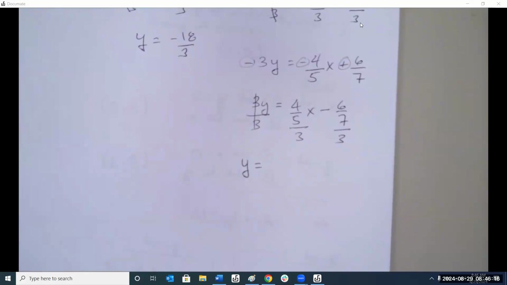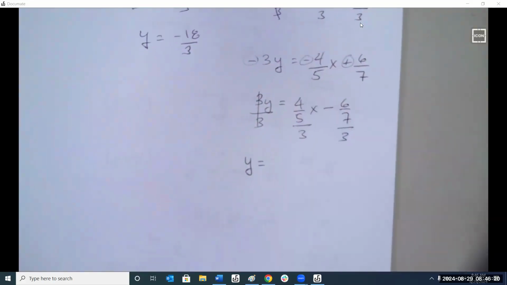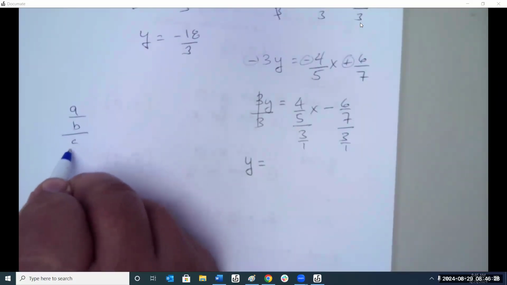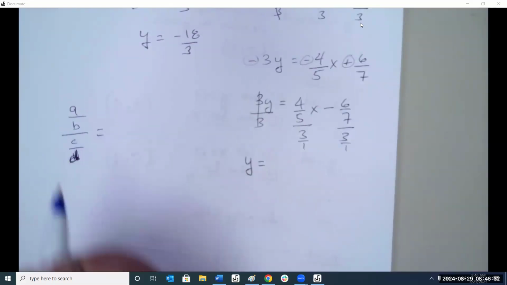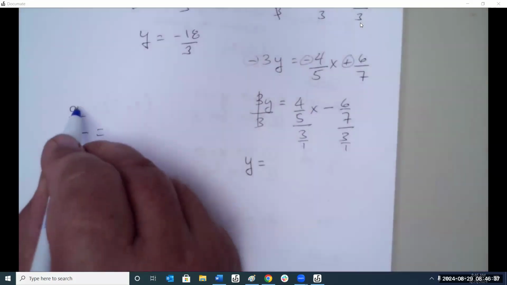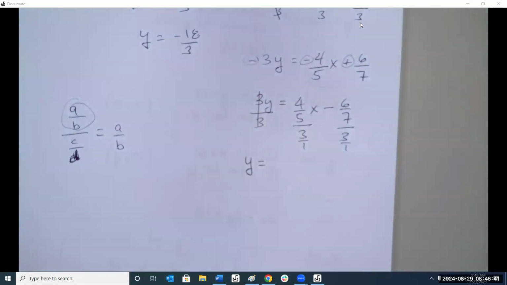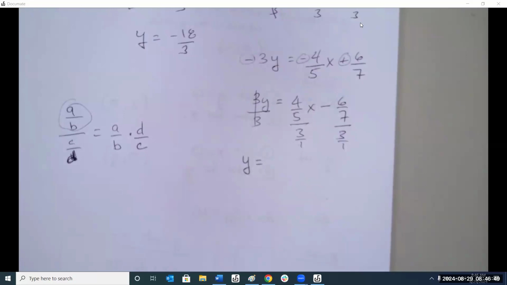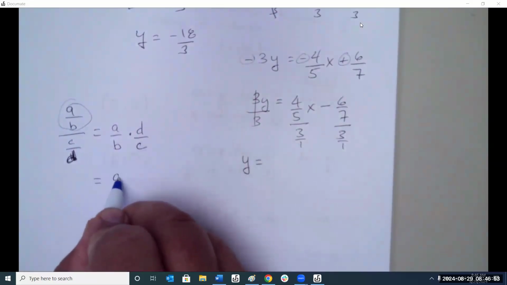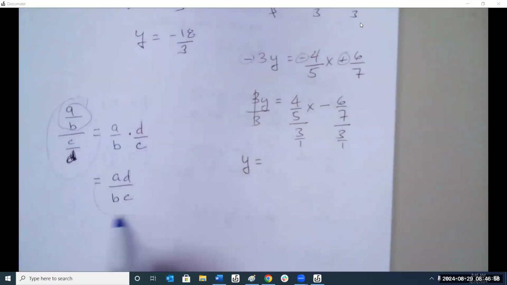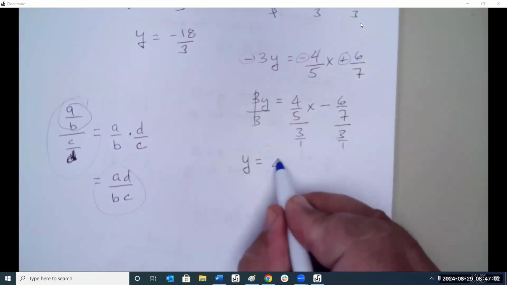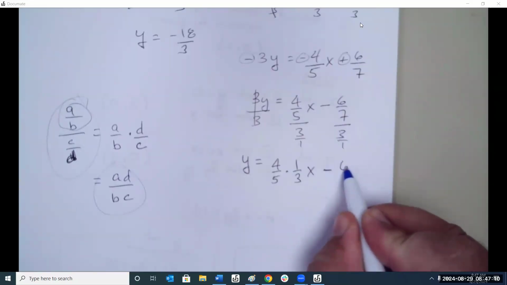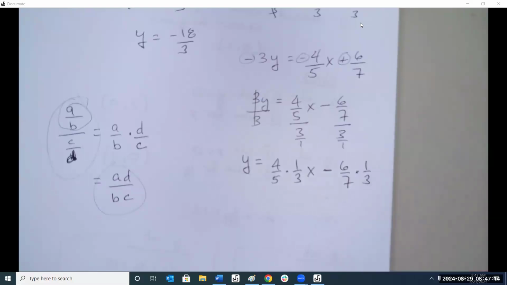Now, this is where a lot of people get confused. Remember, every number is a fraction. So this is 3/1. The rule is this is a compound fraction. Whenever you have a fraction over a fraction, like we have here, take the top fraction, leave it alone. Multiply the flip of the bottom. Reciprocate it. And then multiply them. So we have AD over BC. That's the same thing as that. So what we would do here is 4/5 times 1/3 x, 6/7 times 1/3.